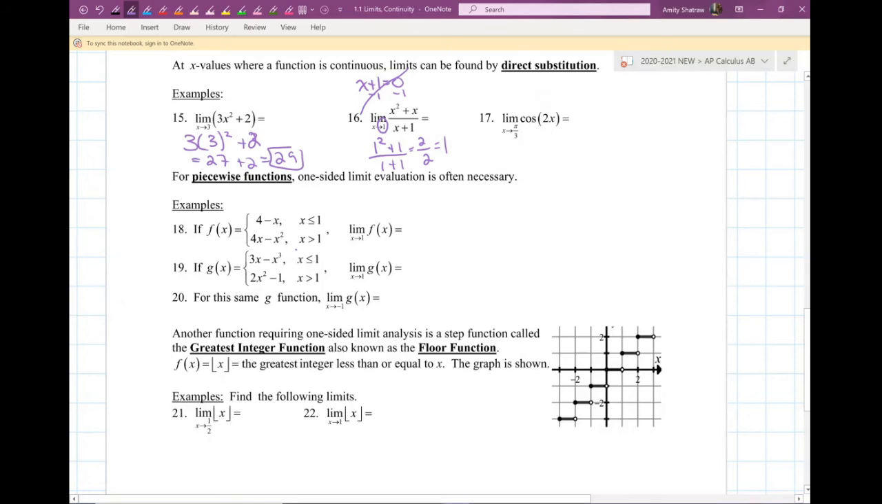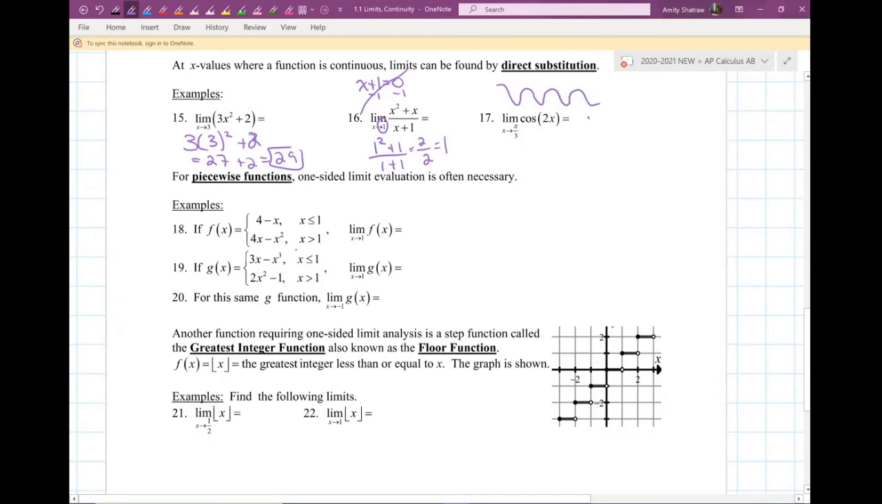For number 17, I remember that it's a very well-behaved function. It goes down, it comes up again. It's pretty easy to see right away that we do have continuity on this function as well as sine. And so I can just plug in that pi over 3.